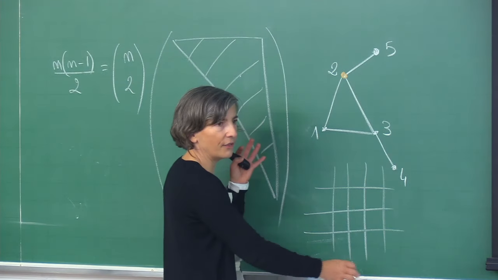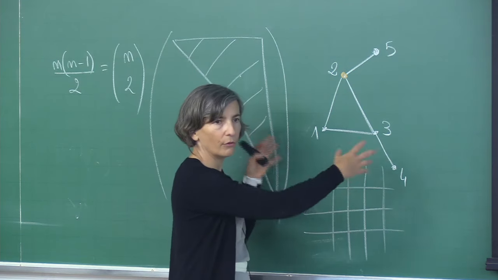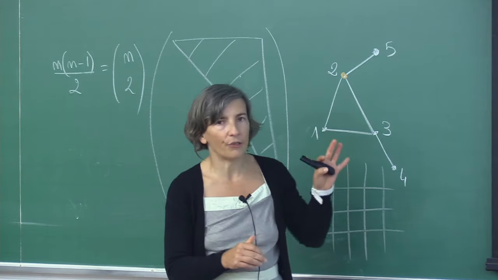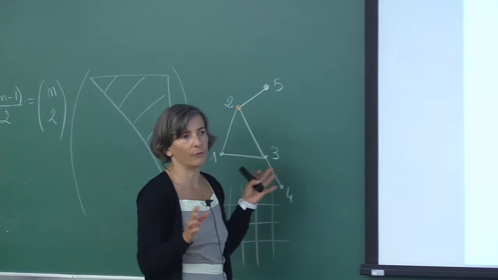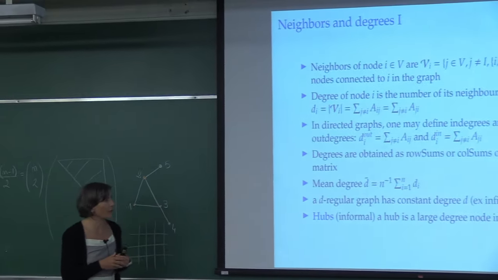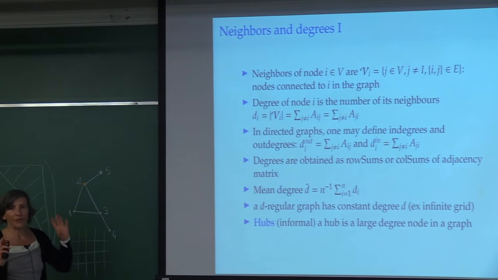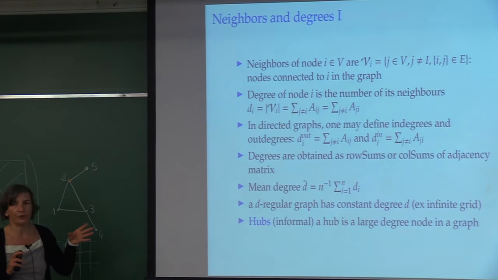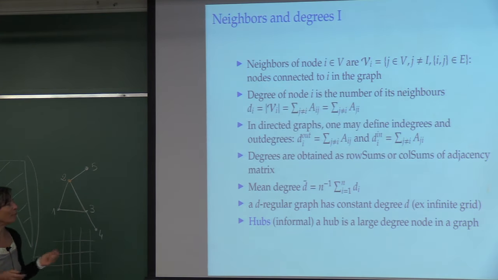And imagine it's infinite. Then the degree of the nodes is always 4, in that picture. So a D-regular graph is an object in graph theory, but in statistics it plays almost no role, because you don't observe D-regular graphs. And the notion of hubs, very informal, not a mathematical definition: a hub is a large degree node in a graph. What is large? I don't specify for the moment.